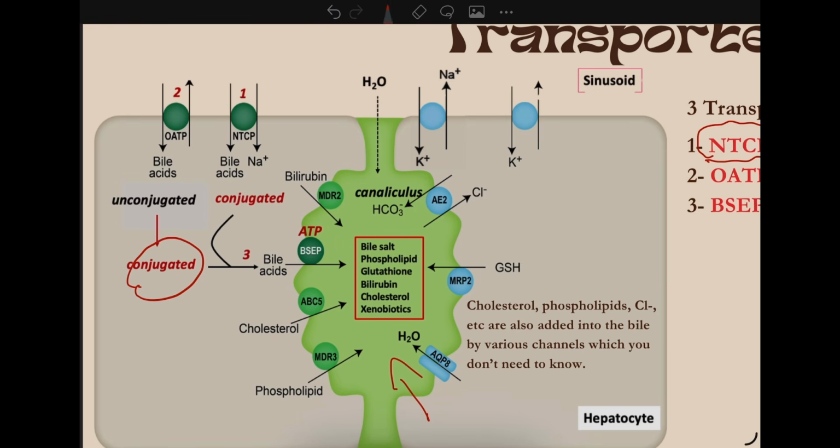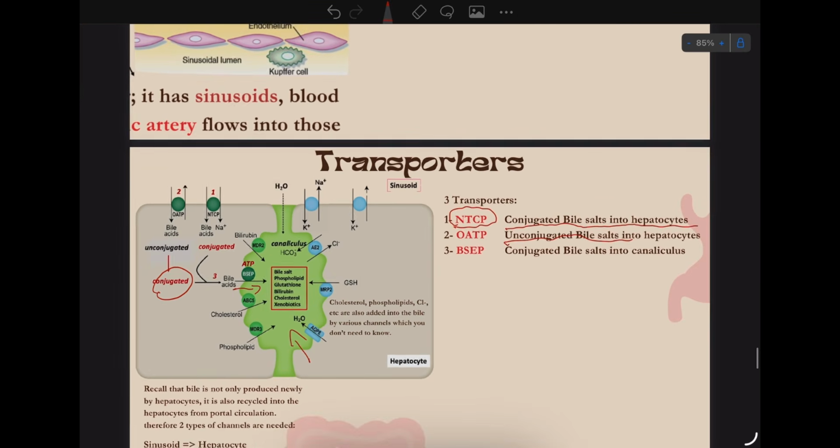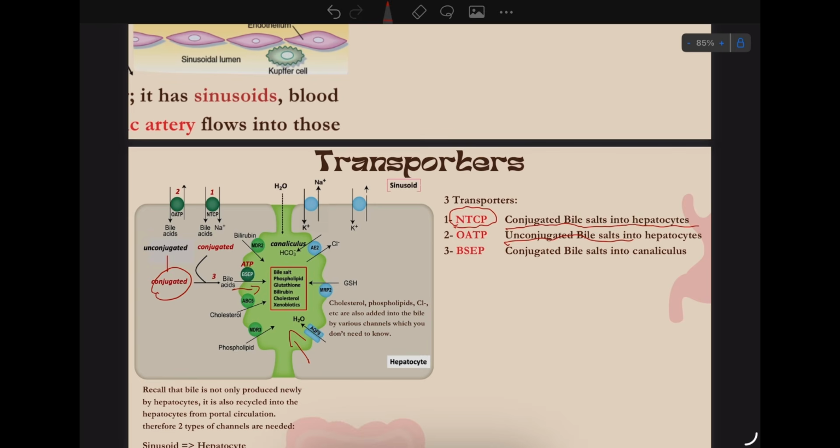And it uses ATP. The thing is, it takes this conjugated bile acid and throws it into the bile canaliculus. So, makes sense? These are our 3 transporters that are found here that I want you to remember. These guys are not important. Okay? I hope that makes sense.